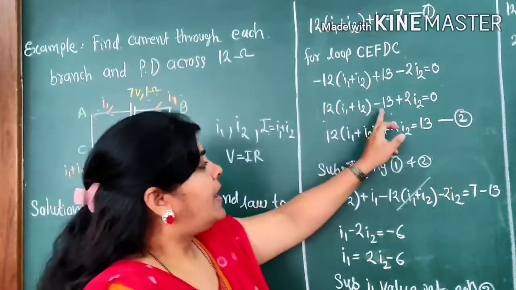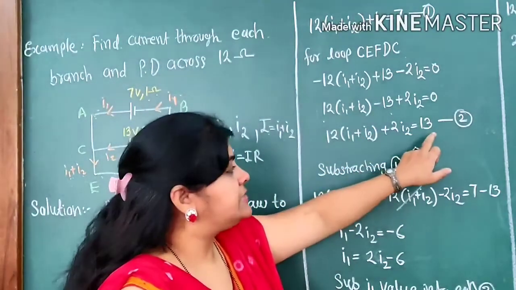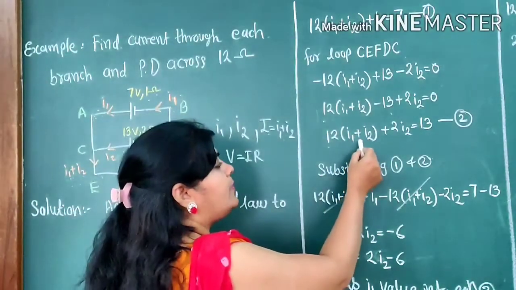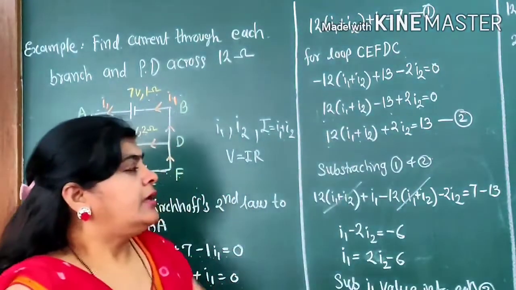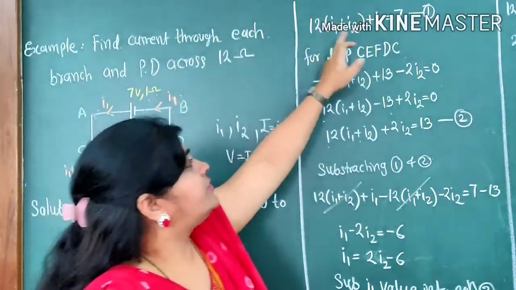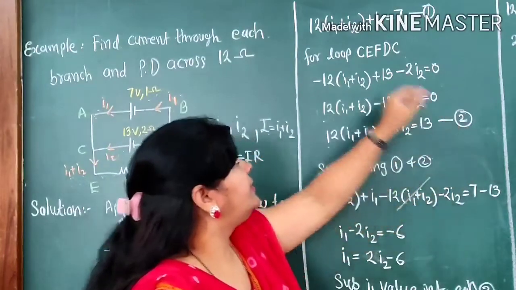Now this minus 30 goes to the other side. It becomes plus 13, and the equation becomes 12 into (I1 plus I2) plus 2 I2 is equal to 13. Equation number 2. Now equation number 1 is equal to 7 and this equation is equal to 13.